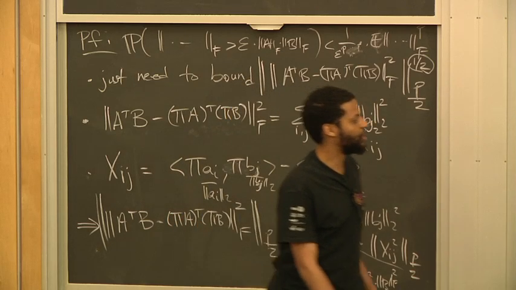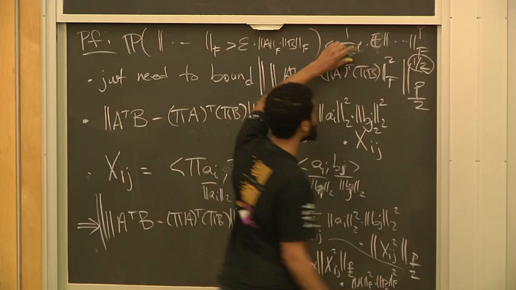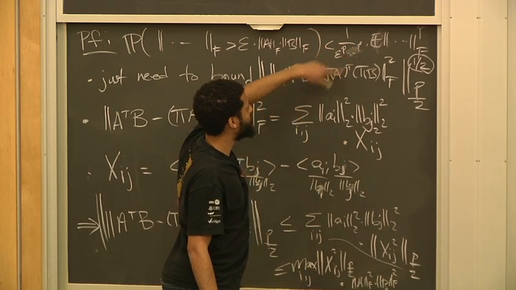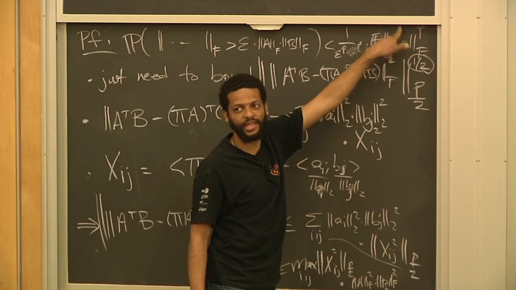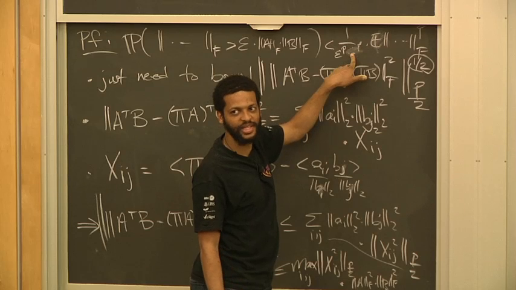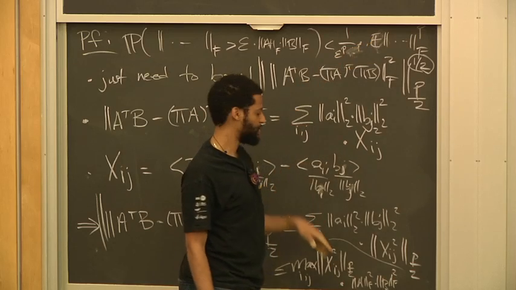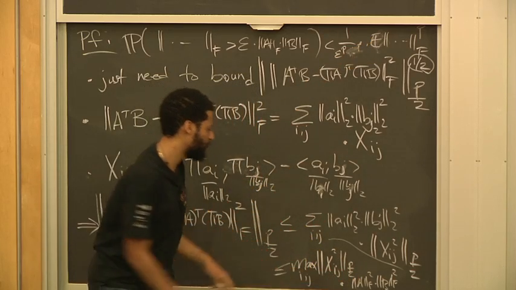So when you look at Markov's inequality over here, you're going to have Frobenius of A to the p, Frobenius of B to the p, divided by, I didn't write it, Frobenius of A, they cancel. And what you're left with is 1 over epsilon to the p times something. So now it just comes to what is this bound here.